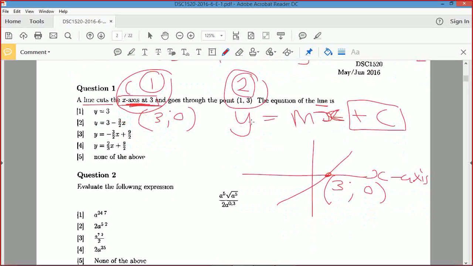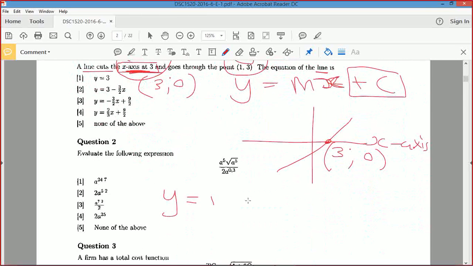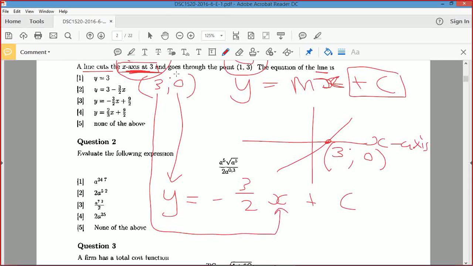Okay, once I've got the m, now I can work out the c. Right, so y equals m, which I can now put in as, what was it? Minus 3 over 2. Okay, so that needs to be a minus, not a plus. Okay, so minus 3 over 2x plus c. Do I have the y-intercept? No, I don't. I can choose any point and I can plug those figures into the actual equation. So I can put in a 0 there, and then I'll put in a 3 over there, because those points lie on the same graph.